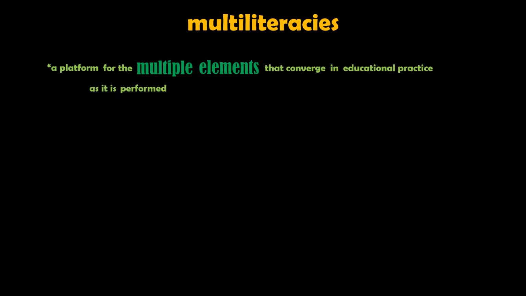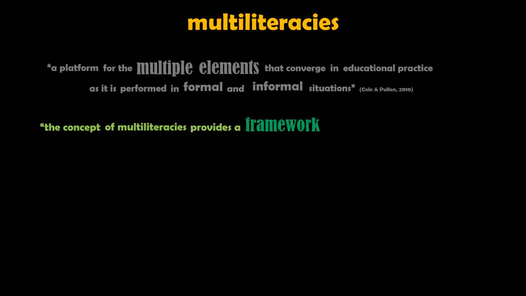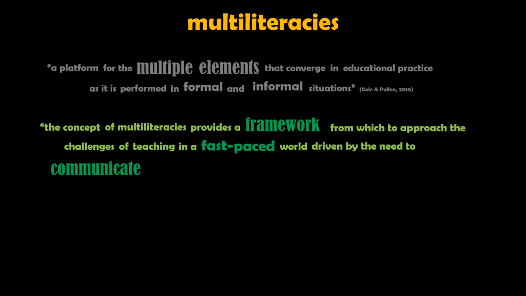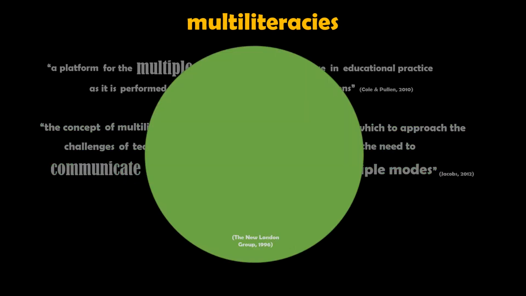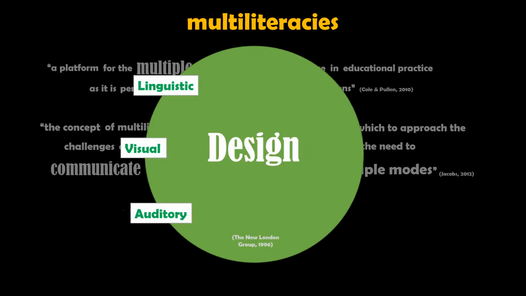In 2009, Cole and Pullen described multiliteracies as a platform for the multiple elements that converge in educational practice as it is performed in formal and informal situations. G. Jacobs later stated that the concept of multiliteracies provides a framework from which to approach the challenges of teaching in a fast-paced world driven by the need to communicate across multinational boundaries and multiple modes. Adding to this is the New London Group, who originally coined the term back in 1996, stating that design, for the purpose of enhancing meaning-making, is central to multiliteracies.